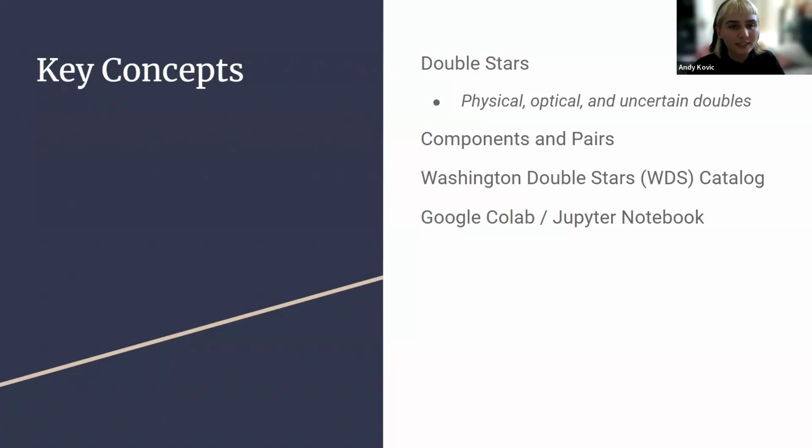The Washington Double Star Catalog is the most comprehensive catalog of double stars in the world. It's maintained by the United States Naval Observatory, and this catalog includes a wide range of historical data, such as observation epochs, position angles, separations, magnitudes, and so much more. It really is a rich source of data, and this tool takes advantage of the data supplied by this catalog.